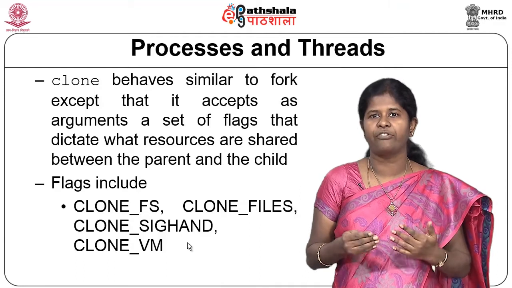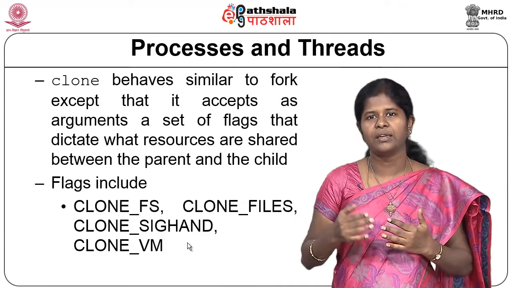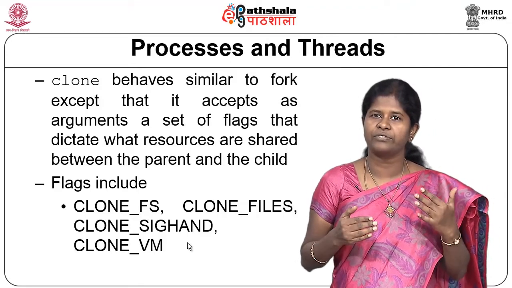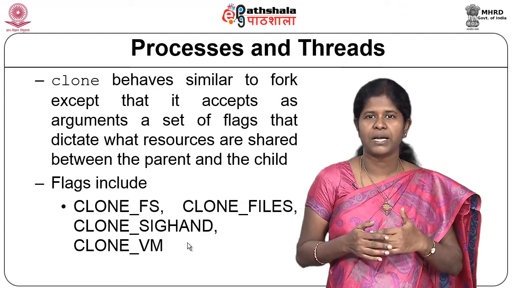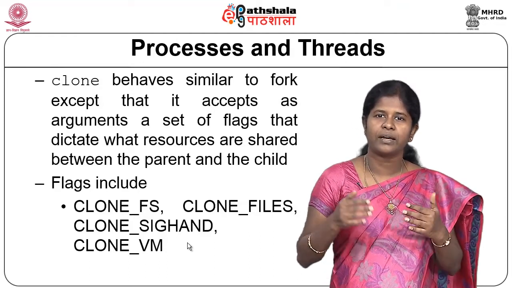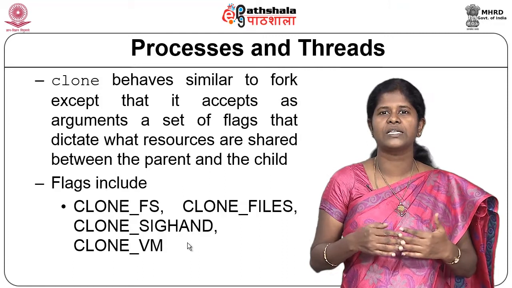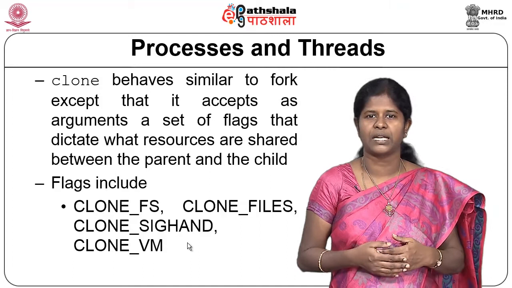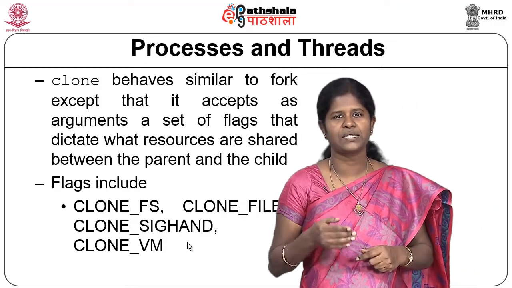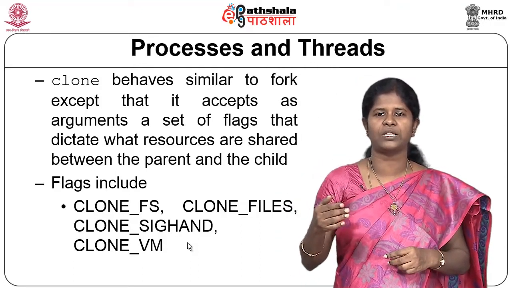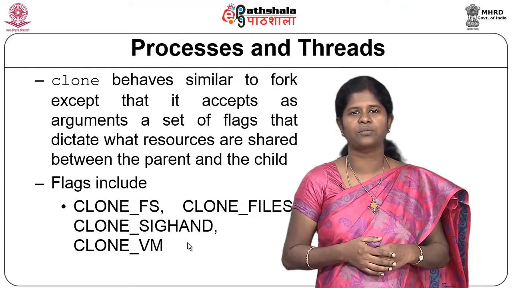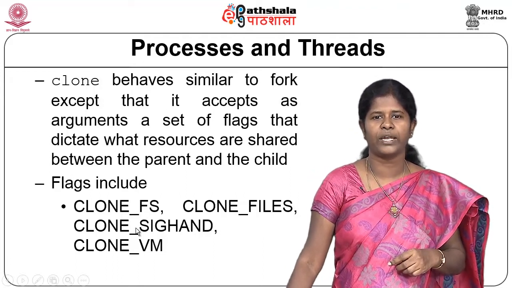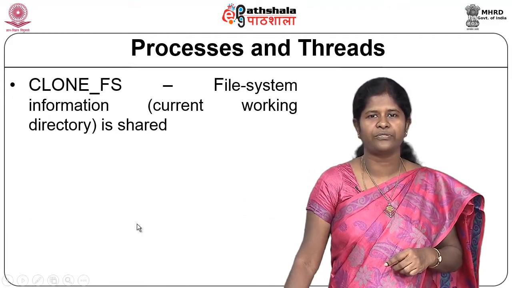When you are using fork, by default the child gets a copy of the parent, that is, the resources of the parent are copied for the child process. But when you are using clone, the arguments decide which resources need to be copied for the child process and which resources can be shared by the parent and the child. So, the flags which can be given as arguments to this clone system call are these: CloneFS, CloneFiles, CloneSigHand and CloneVM. Now, we will see what each one of these is.